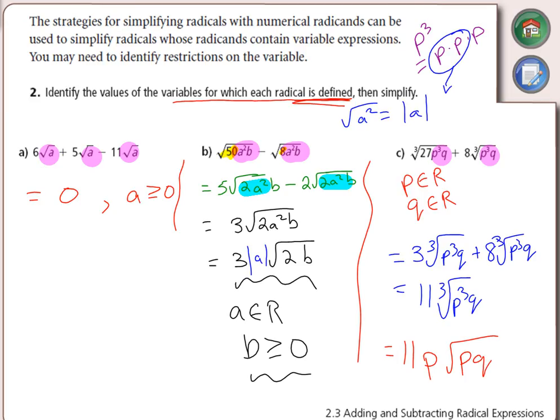Oh, sorry, made a mistake there. That was a cube root, so I need a group of 3 there. Sorry about that. Nobody was telling me through the video. There we go. P comes out just as a P, cube root of Q. Done.